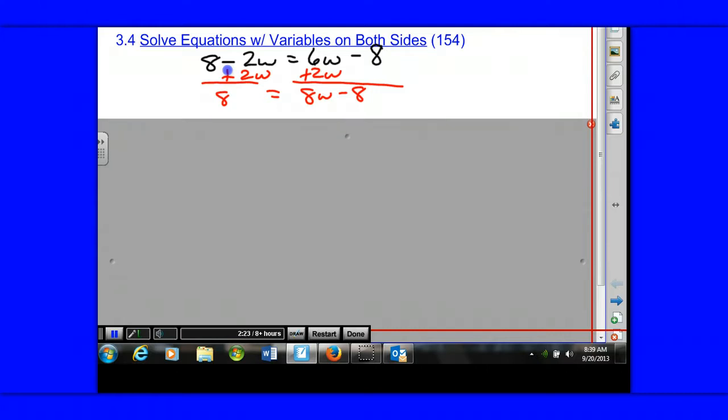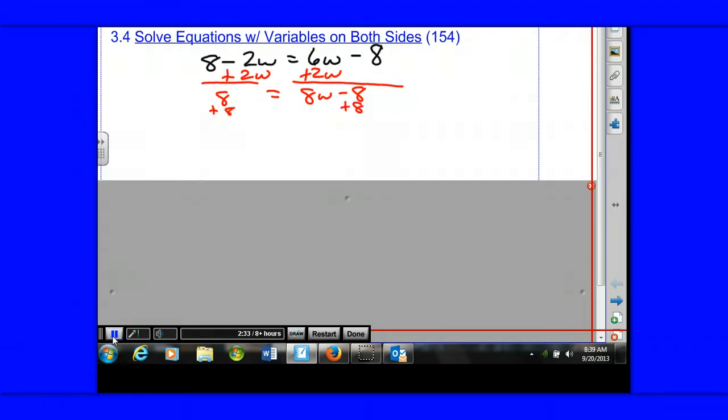So now we're going to try to leave the w on the right side, right? So what will we do? How about adding 8 to both sides? Good. All right, and when we do, look at that, we actually have 8 plus 8, or 16, equals 8w. And I'm sure you know the property we'll use now. Division property of equality. Divide both sides by 8. And we end with 2 equals w.